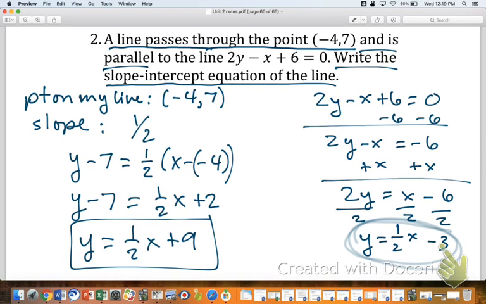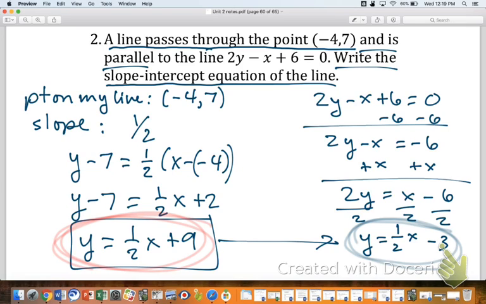Now if you compare these two, the one that I'm circling in red is the one I was asked to find. But if you compare these two lines, do you see how they're parallel? Yeah, they both have a slope of 1/2, but they go through a different y-intercept. What's the y-intercept on the blue circled line? 0, -3, and on ours it's 0, 9.